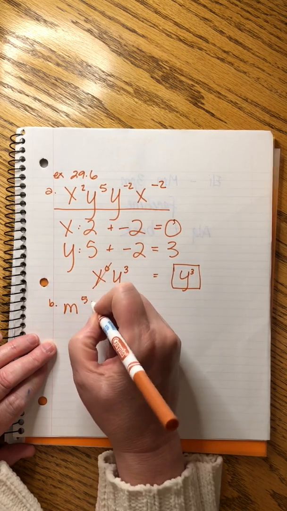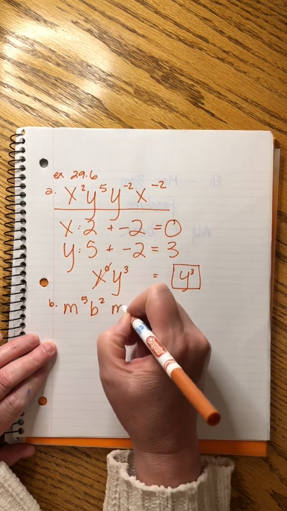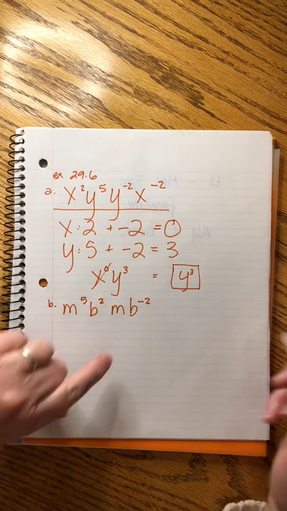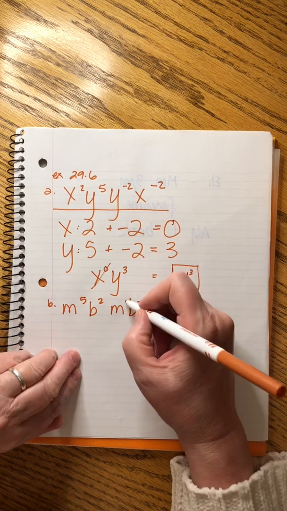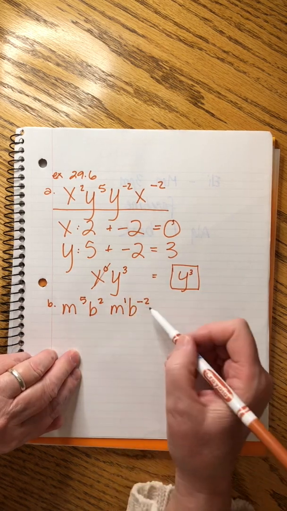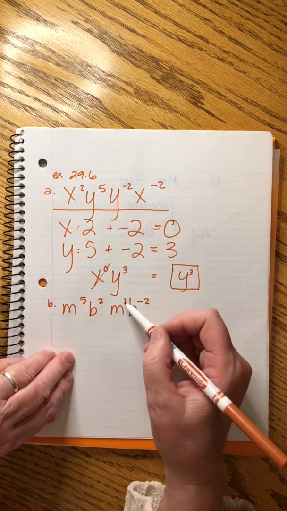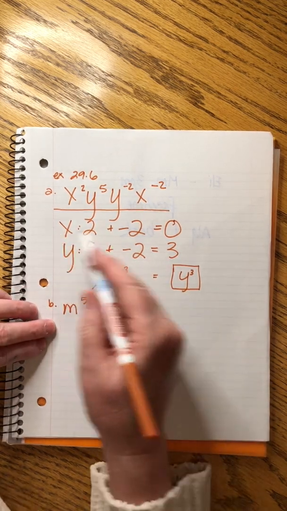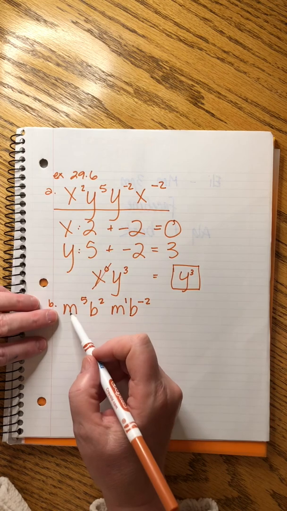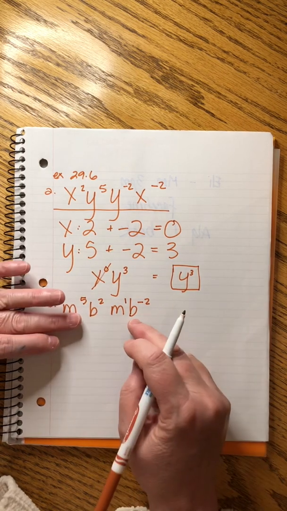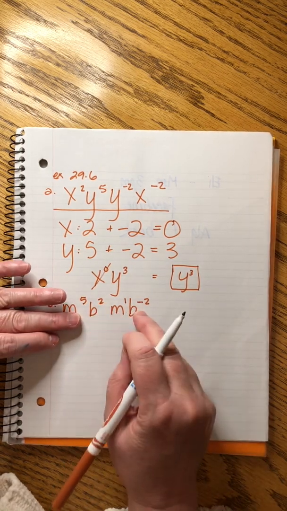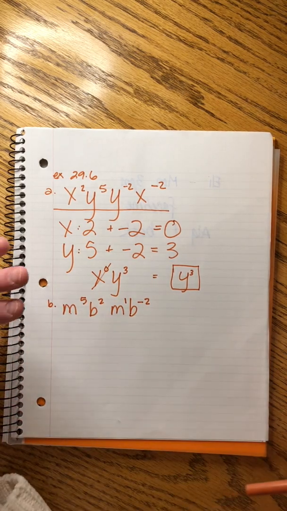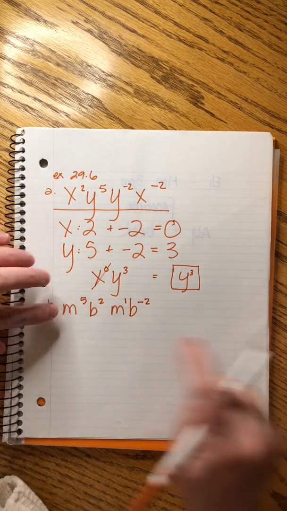M to the 5th, b squared, m b to the minus 2. Again, a lot of students find it really helpful to just fill in any missing exponents with a 1. Not a 0, a 1. Okay, let's try doing this one in our head. Instead of writing out the chart, let's go alphabetical. B plus 2 minus 2. Okay, that's b to the 0. Turns into a 1. We don't even have to write it down.